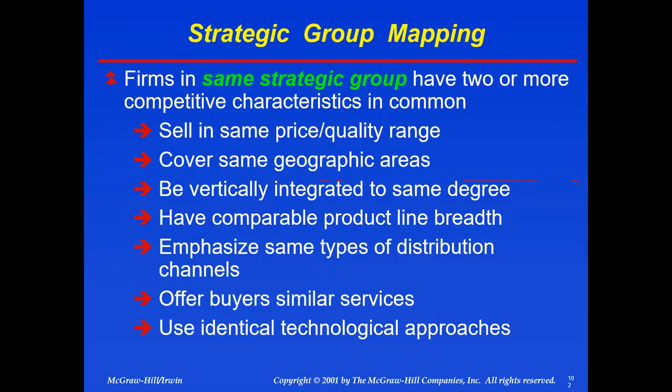Now, when you're talking about a strategic group map, remember that firms in the same strategic group have two or more competitive characteristics in common. And those characteristics can be that they sell in the same price quality range, they cover the same geographic area, they may be vertically integrated to the same degree, they have comparable product line breadth, they emphasize the same type of distribution channels, they offer buyers similar services, they use identical technological approaches. So remember that out of these or many others, there can be two or more competitive characteristics in common.